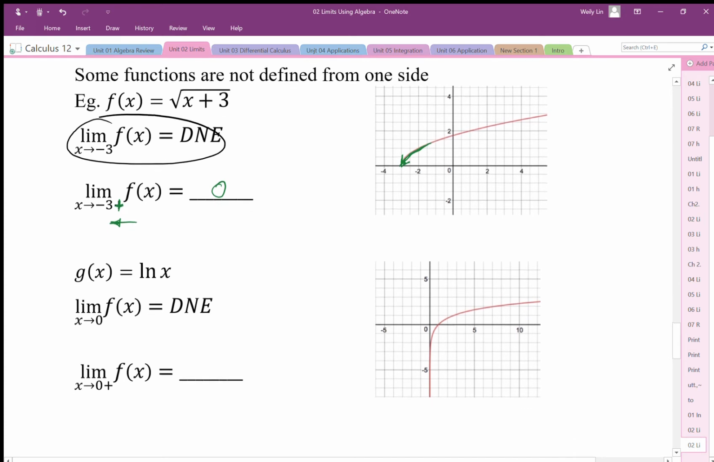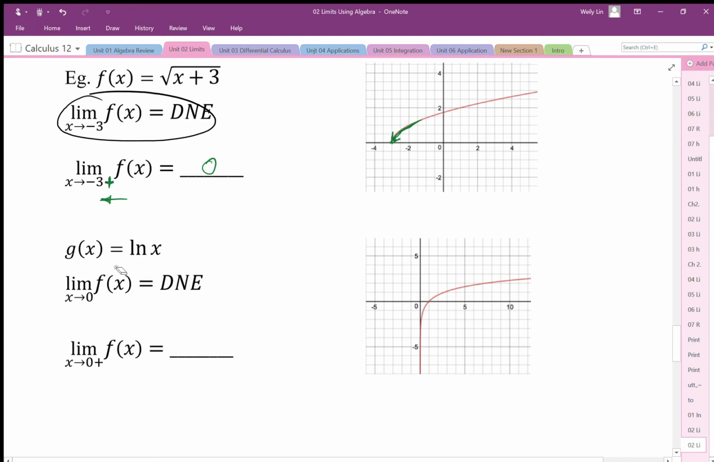The same thing is for log as we approach 0. As we approach 0, it's going to dive down to negative infinity. However, we cannot approach 0 from this side because the log function is not defined for negative numbers. So the log function as a two-sided limit doesn't exist. So I'm just going to, this is 0 from both sides. So this side going to 0 from this side, and this side, it doesn't exist.